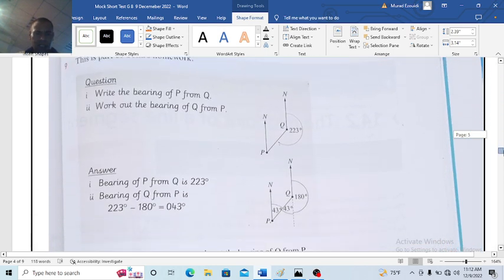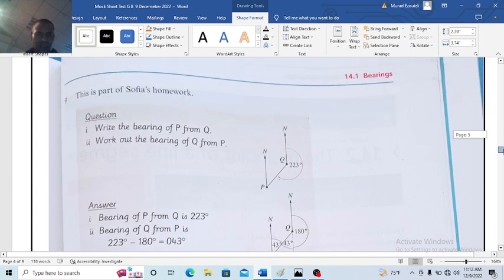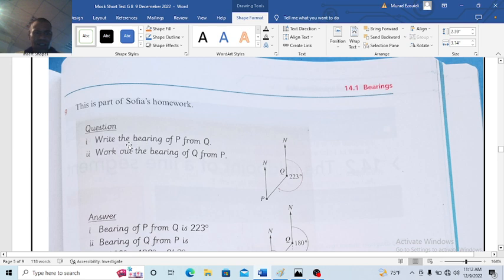So, you can see that a question here is written. Write down the bearing of P from Q, means you are going to go to the north direction and measure counterclockwise, or let's say negative version. So this is 223, therefore this small a is 223.